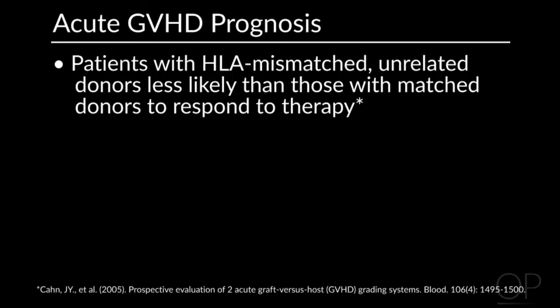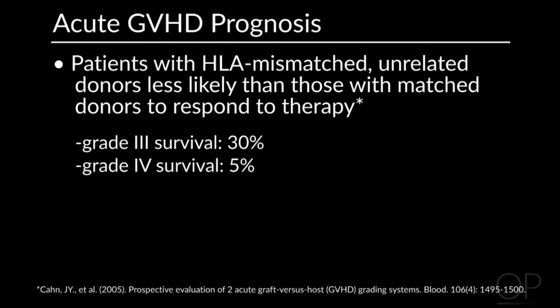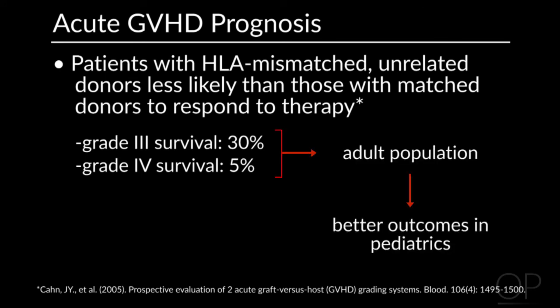Patients with HLA mismatch unrelated donors are less likely than those with matched related donors or even matched unrelated donors to respond to therapy. So for grade 3 acute graft-versus-host disease, the overall survival in that category is 30%. And in grade 4 disease, the overall survival has been reported as low as 5%. And again, this is a primarily adult population. Our outcome in pediatrics tends to be a bit better.